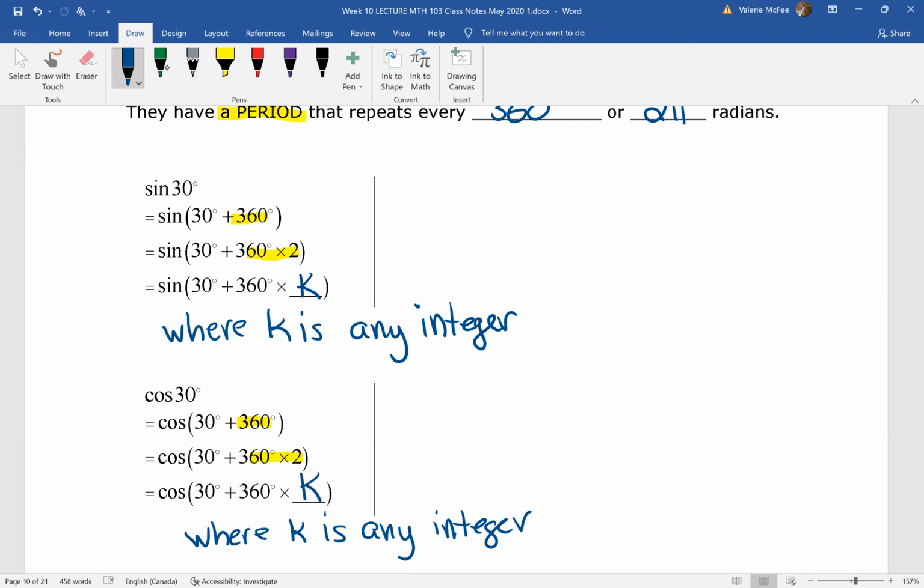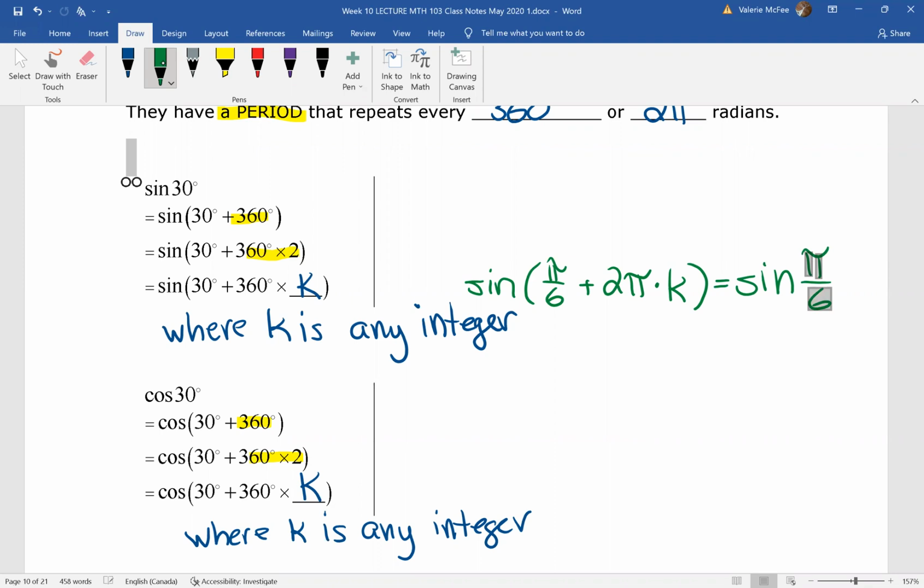Now we can write this formula using radians as well. We can say that sine of π/6 radians, 30 degrees, plus 2 pi, once around the circle, times k will give us our same answer. It's still equal to the sine of π/6 radians. We can do that for cosine as well. The cosine of π/6 radians plus 2 pi k is equal to the cosine of π/6 radians.